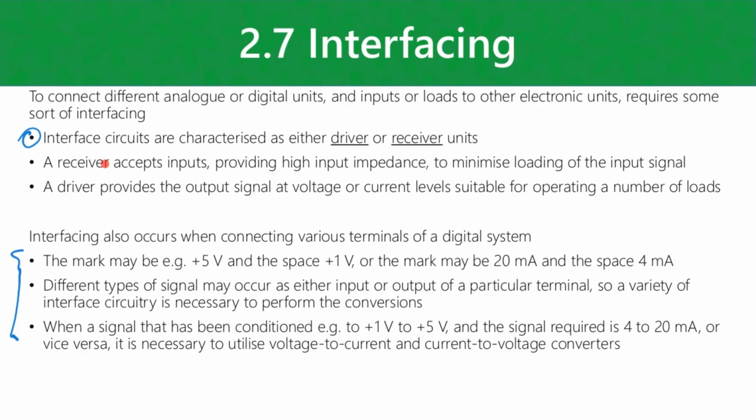an interfacing circuit can either be described as a driver or a receiver. Now, a receiver would be a circuit that accepts inputs and provides a high input impedance to your input, and your input signal is usually from a driver. So usually you will have a driver inputting into a receiver. In any case, your receiver is essentially to minimize the loading of your input signal, while a driver circuit, on the other hand, gives you an output signal at a voltage or a current level that's ideally suited to your load, right?